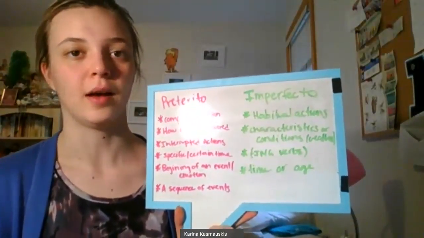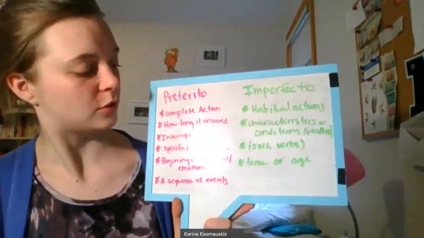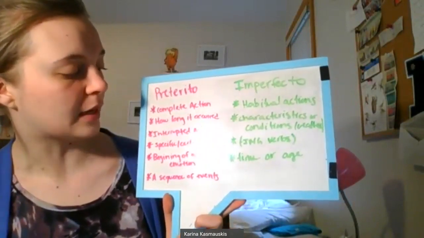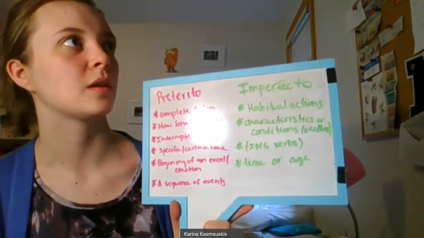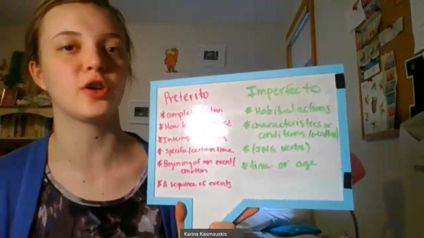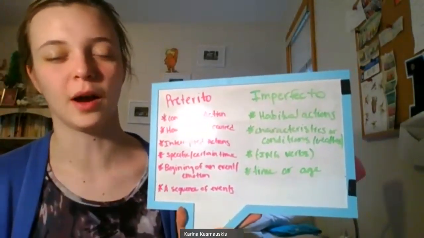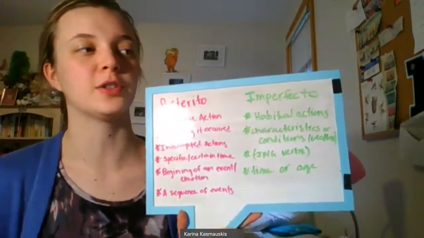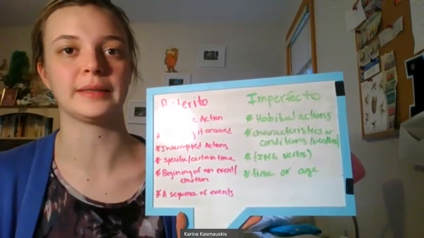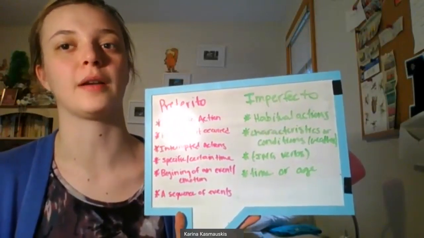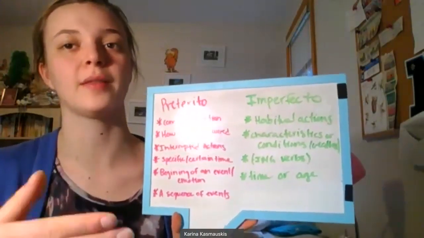Nos conocimos a las 5. So that would be preterite. And then beginning of an event, like empezó a llover. It started to rain. So that's the beginning, something just begun. And that's preterite because when it started to rain, that's one point in time. It didn't start to rain. It was raining, which would be imperfect, but when it started to rain, that only happened once.